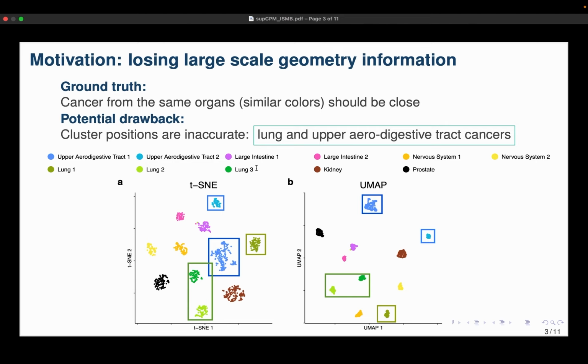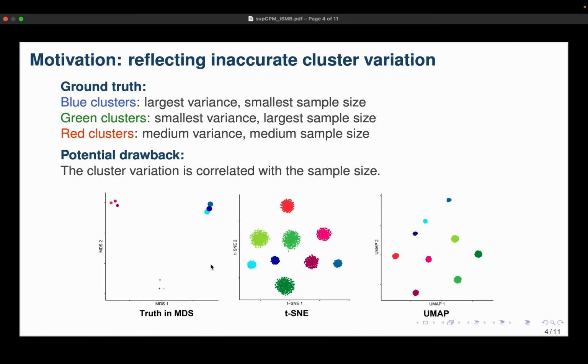But from the visualization of t-SNE and UMAP, we could see some cell lines are placed incorrectly. For example, these lung and upper aerodigestive tract cancers, which are the blue and green ones here. They are not close to each other, which means that some part of the large-scale geometry information is lost during the visualization.